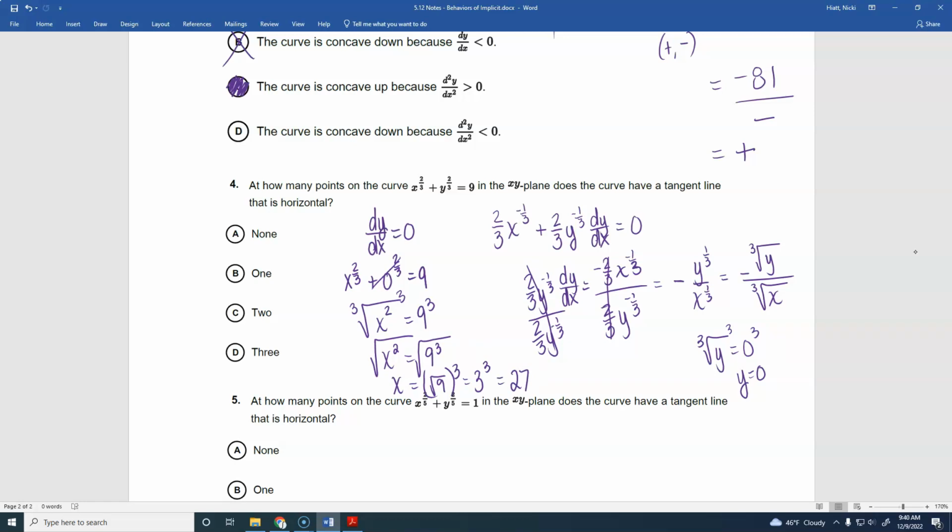But I did just square root both sides, so I forgot something. What did I forget? Plus or minus. So we should get 2 answers for this. What you have here is the point (27, 0), because they have to go in xy pairs, and then (-27, 0). So 0 is not a separate answer from the positive 27, negative 27.